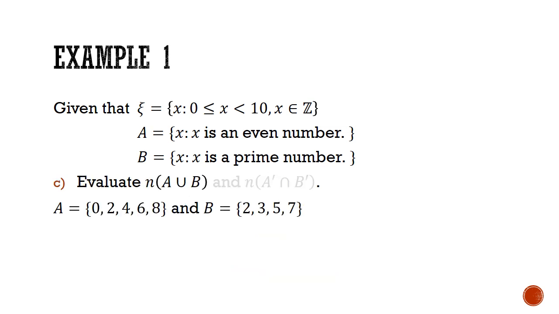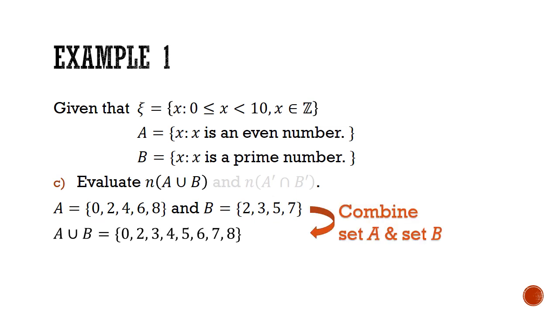In part C, we look at the elements in set A and set B, and we combine both set A and set B together to form the union, which would consist of the elements 0, 2, 3, 4, 5, 6, 7, and 8. Counting all these elements, this tells us the cardinality of A union B is 8.